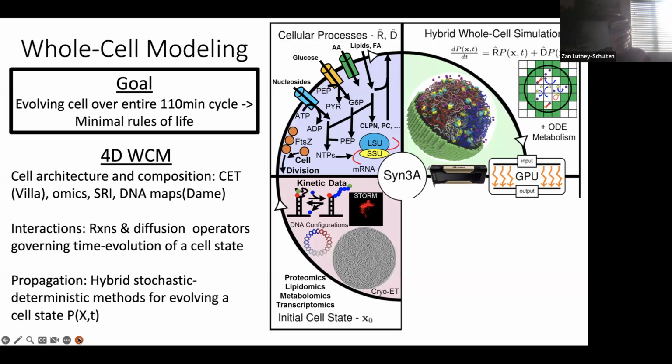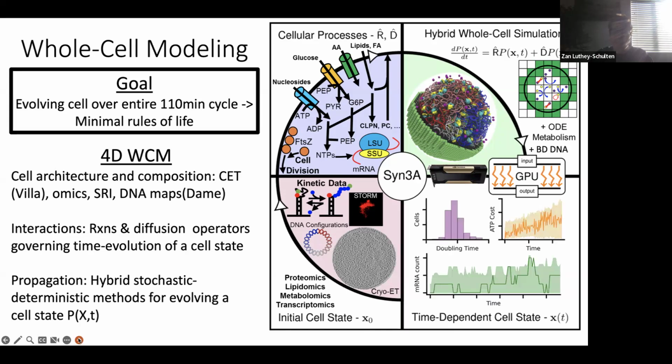We do everything on the newest and best GPUs from NVIDIA, and then we can record things like time-dependent ATP costs for any process, the mRNA costs, the state of the DNA, how much of it has been replicated, and the variation, say, things like the doubling time.